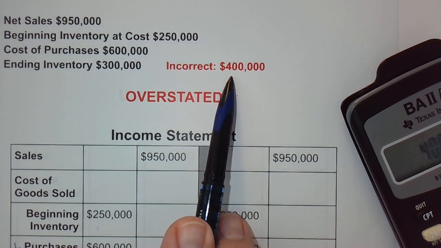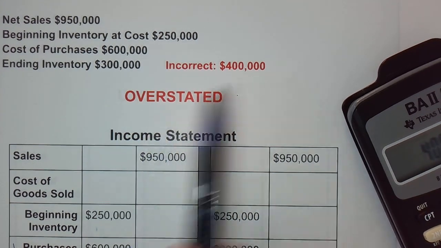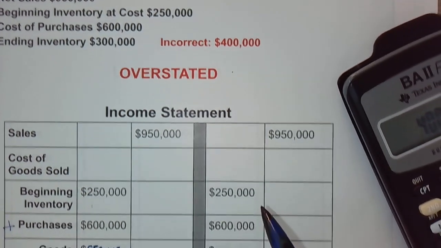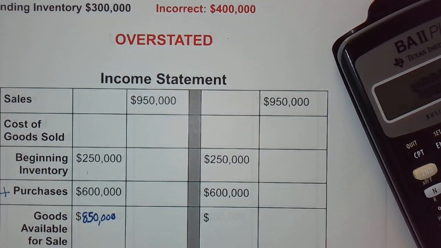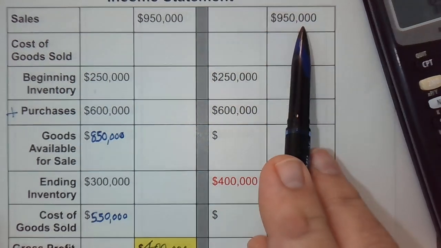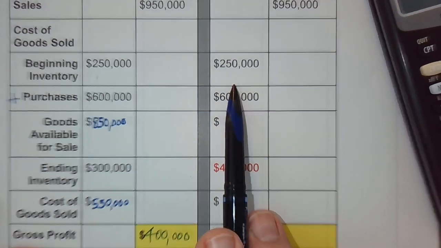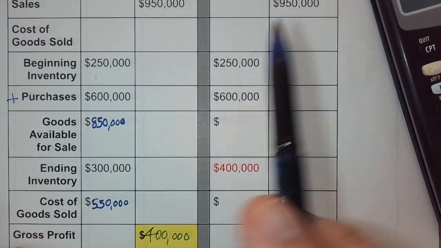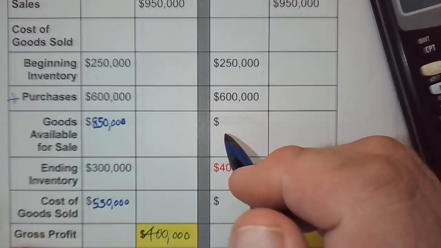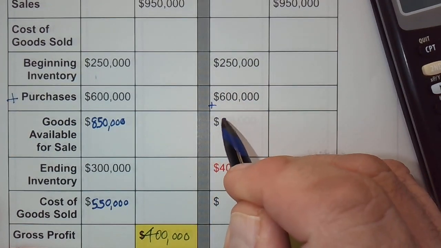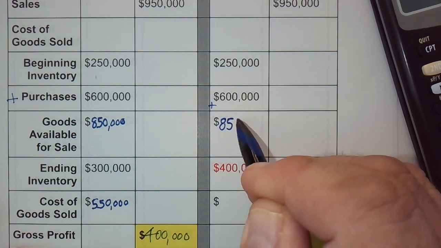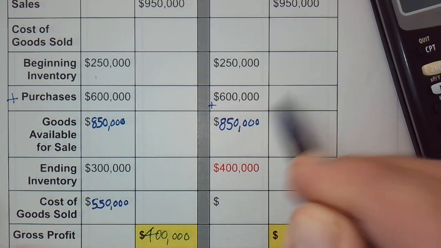So we've overstated the ending inventory, making it $400,000. So we're going to start out with the same numbers here on the right hand side, the same sales numbers, the same beginning inventory, the same purchases. We add the purchases together and we get the same goods available for sale.